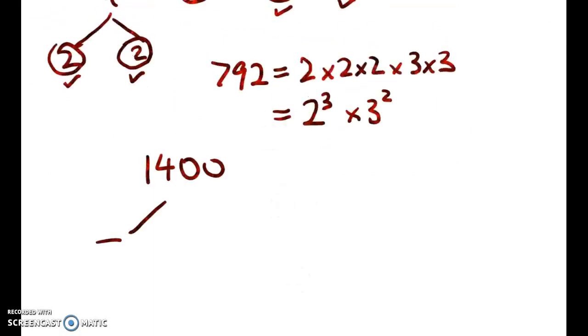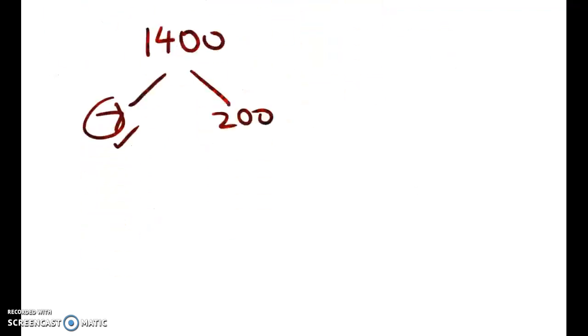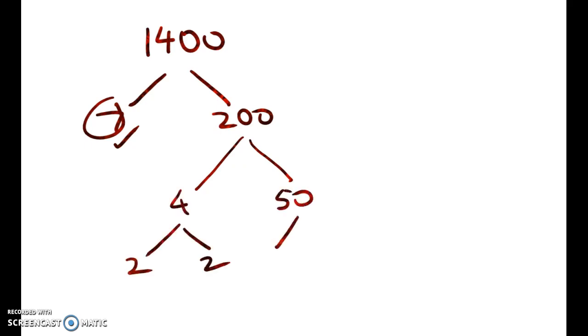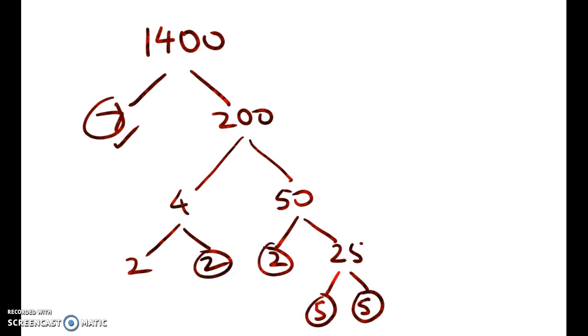1400, just pick any 2. So we'll do 7 and 200. 7's a prime, circle tick. 200, I'll go with 4 times 50. So this factor treeing should be feeling very easy by now, hopefully. You just need to be careful when you're writing it back in index form.